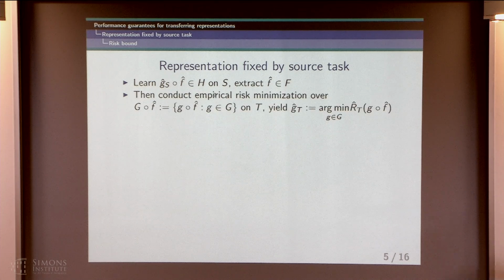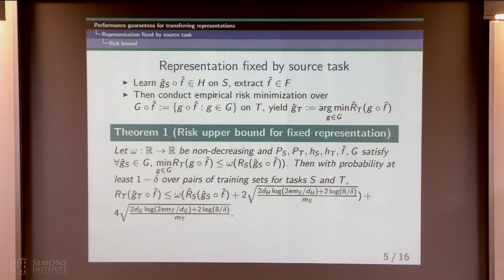And then what we want to do is fix that, and then we're just going to conduct empirical risk minimization on T over this smaller hypothesis class, which is all the specialized classifiers composed with this fixed representation. And now we'd like to understand, can we upper bound the risk of the hypothesis that we learn for the target task in terms of the source task empirical error? So we're trying to get some sort of generalization error bound that moves between source and target tasks.